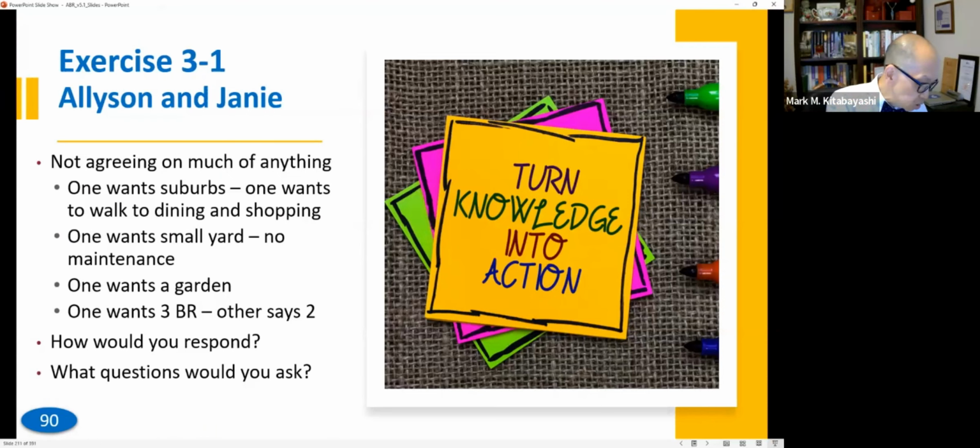Allison and Jane, page 90. Let's look at that a little bit. When you look at page 90, here we go. This is what Allison and Jane is.